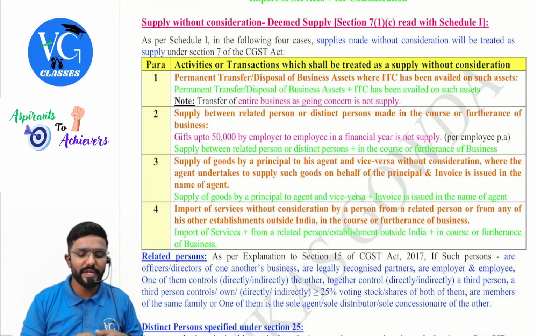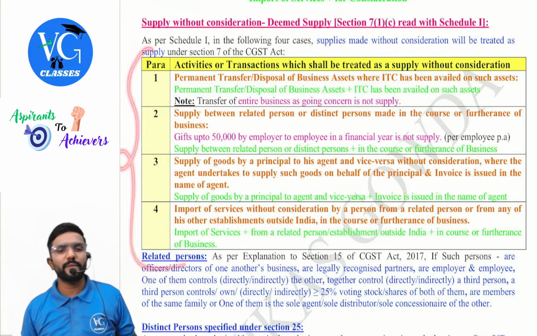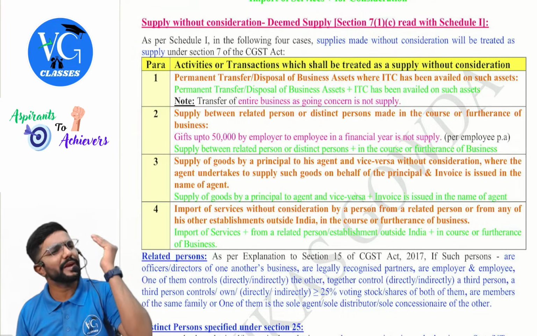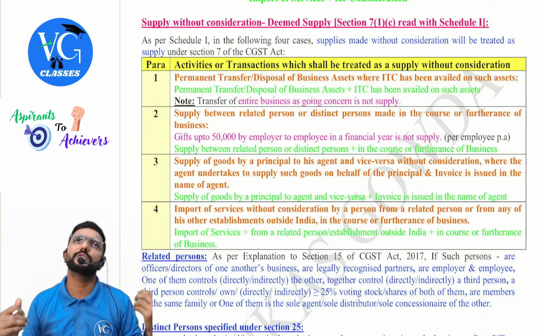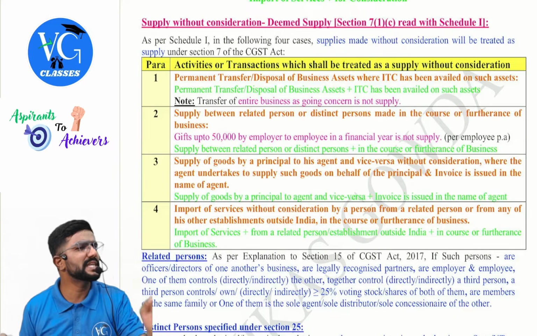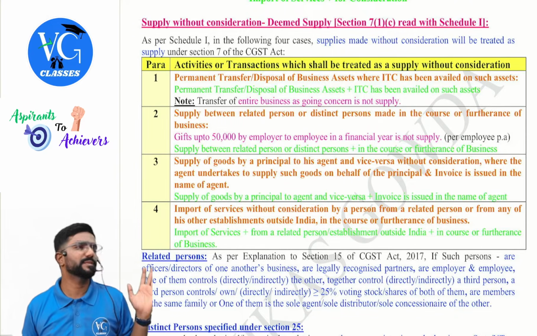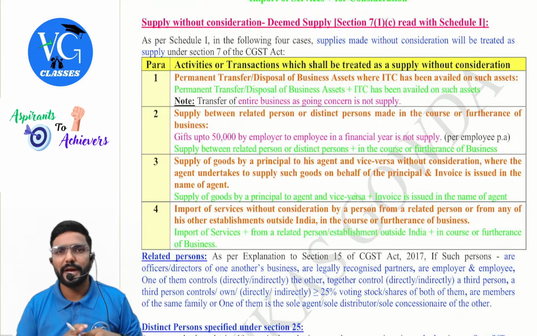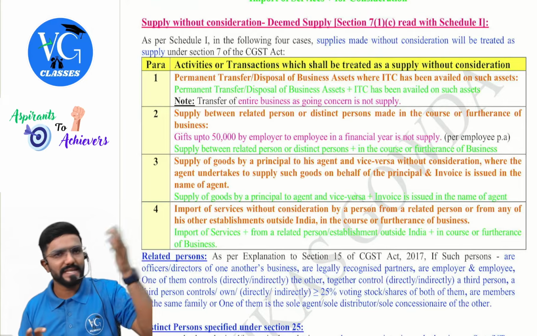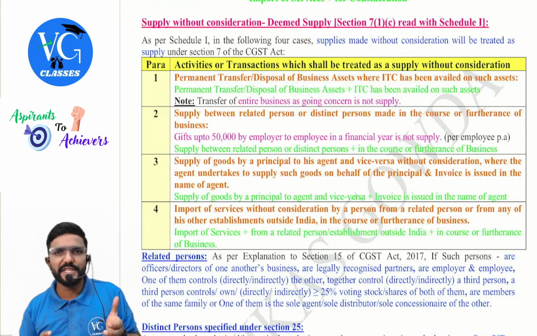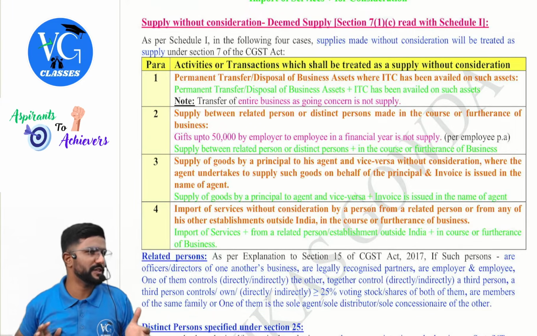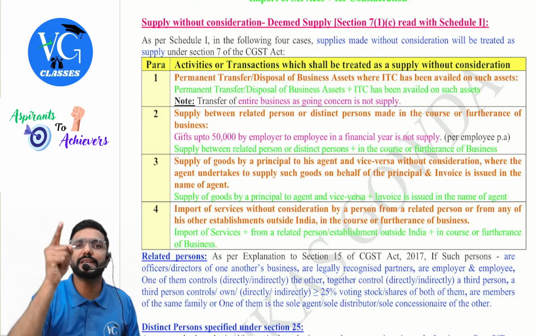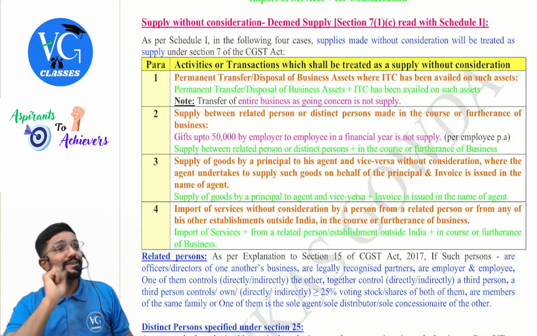And guys, whenever it is a supply as per any of the paras, value will be decided as per valuation rules. For intermediate, don't worry about what is the value, on what amount should we pay GST. Just decide whether it is a supply or not as per Schedule 1. That's all. I repeat, guys, I had purchased an asset for my business, claimed ITC on it. Now, after a few months or few years, I am giving it free of cost. Is it a supply? Yes, as per para 1.